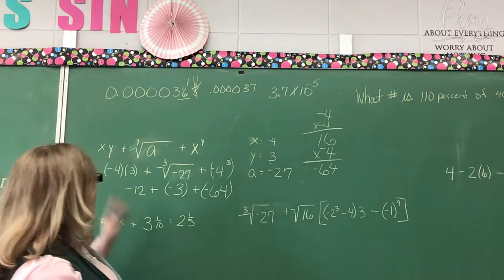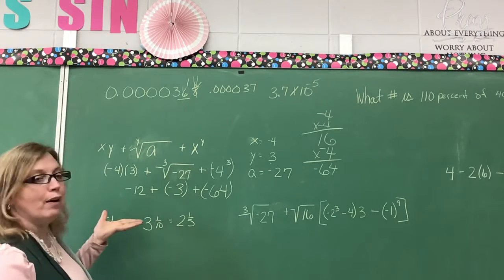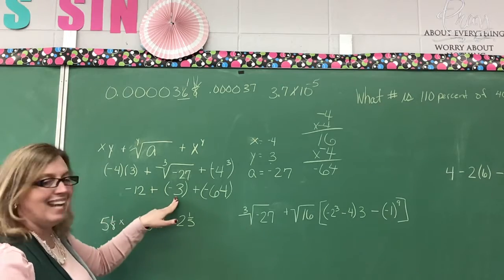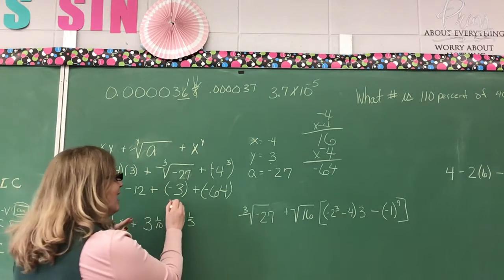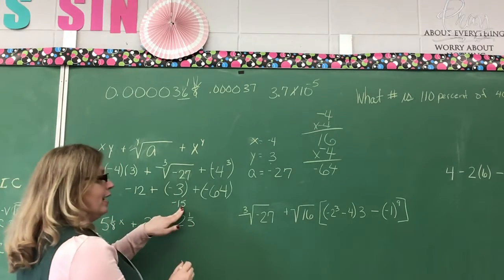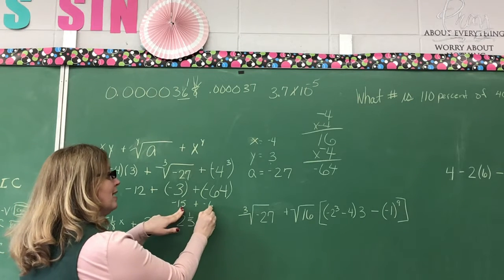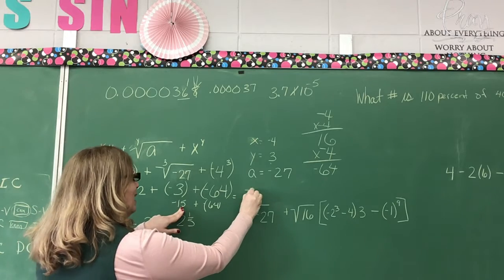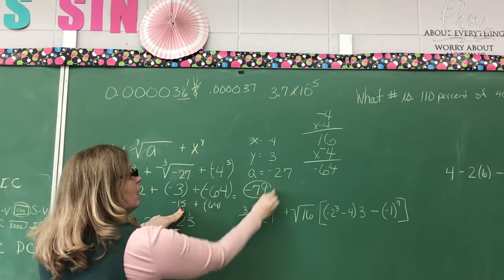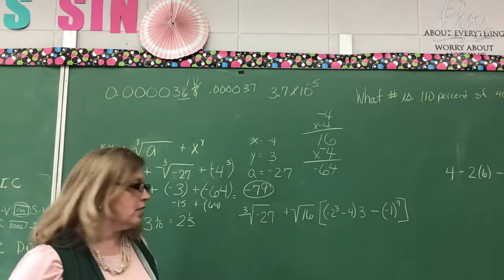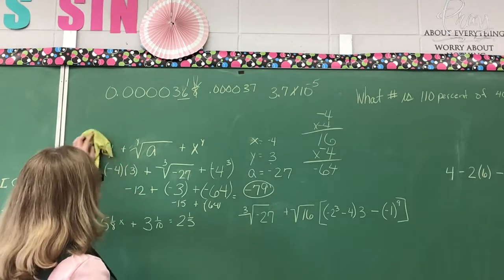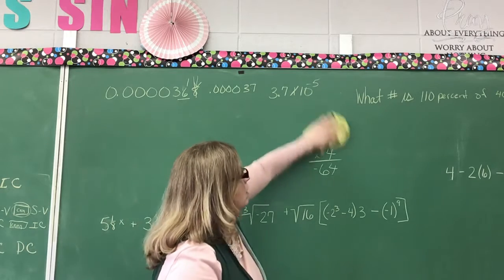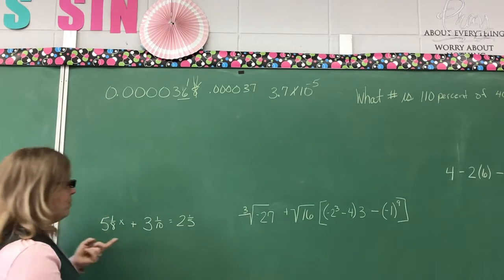Now we have to go through and say, I don't have any multiplication or division, just adding. So negative 12 plus negative 3 is a negative 15. Negative 15 plus a negative 64 is going to equal a negative 79. Okay? It's a very simple problem for us. Now, I'm going to erase it because it's kind of in our way to what we're going to do next.